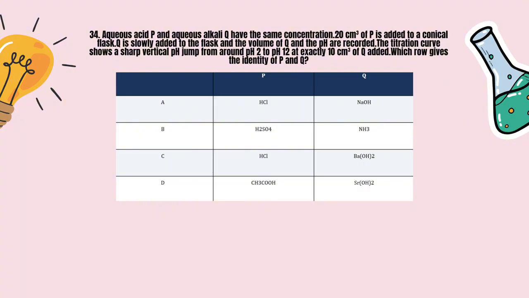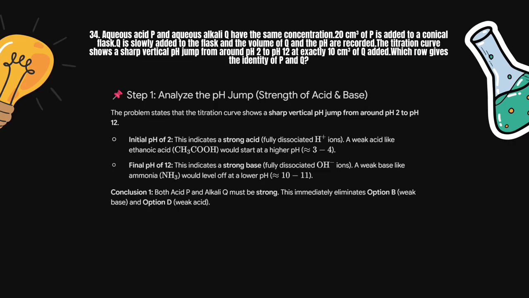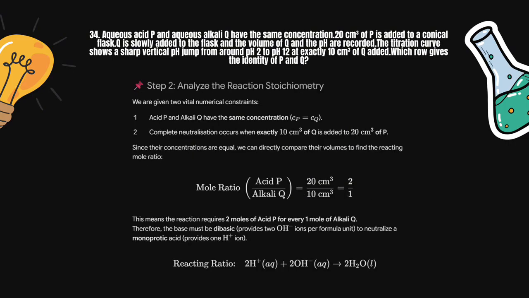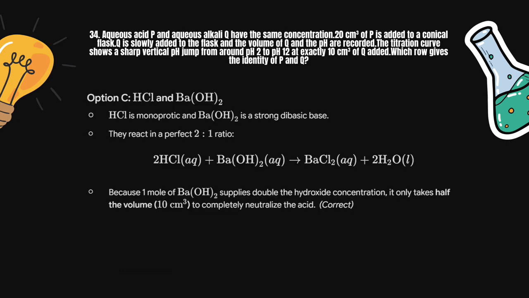And next is number 34. It's asking which row gives the identity of P and Q. Step 1, you have to analyze the pH jump. And step 2, you analyze the reaction stoichiometry. And then we get the right answer, it's option C.